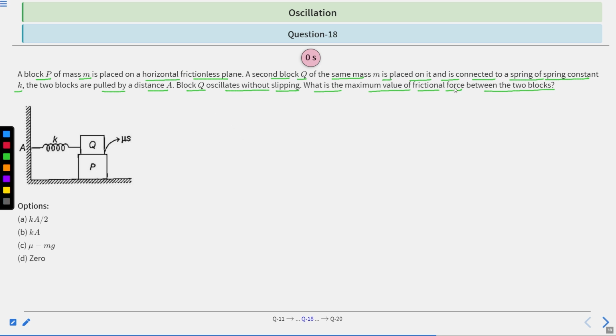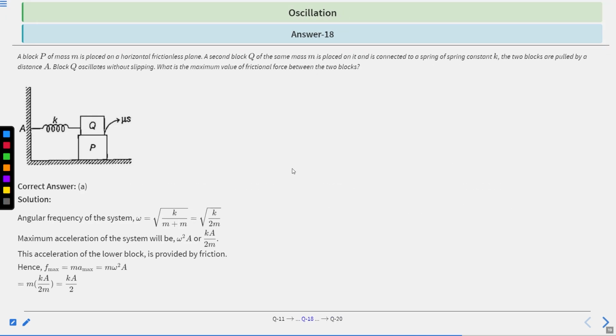Let's find the solution. According to the question, block P and block Q both have mass m and are connected with a spring, and the spring constant is K. The angular frequency of the system omega is equal to the square root of K divided by m plus m, which is the square root of K divided by 2m. The maximum acceleration of the system will be omega square A, or we can say Ka divided by 2m.